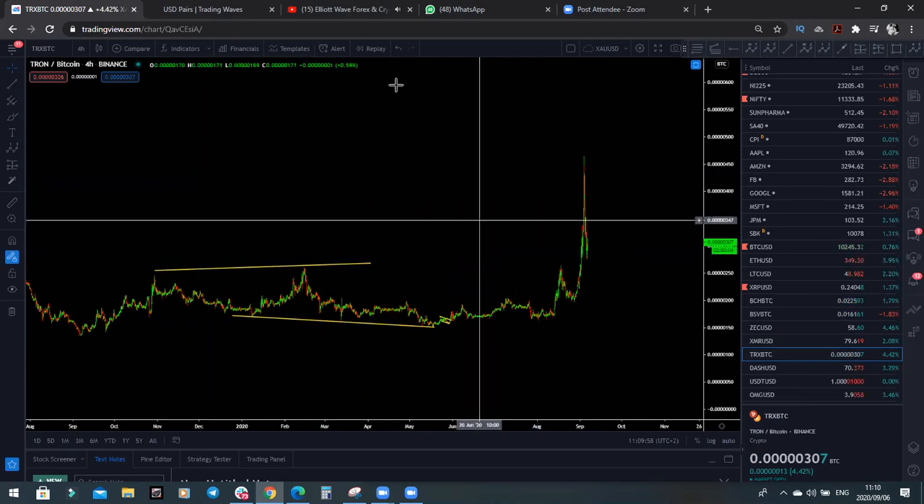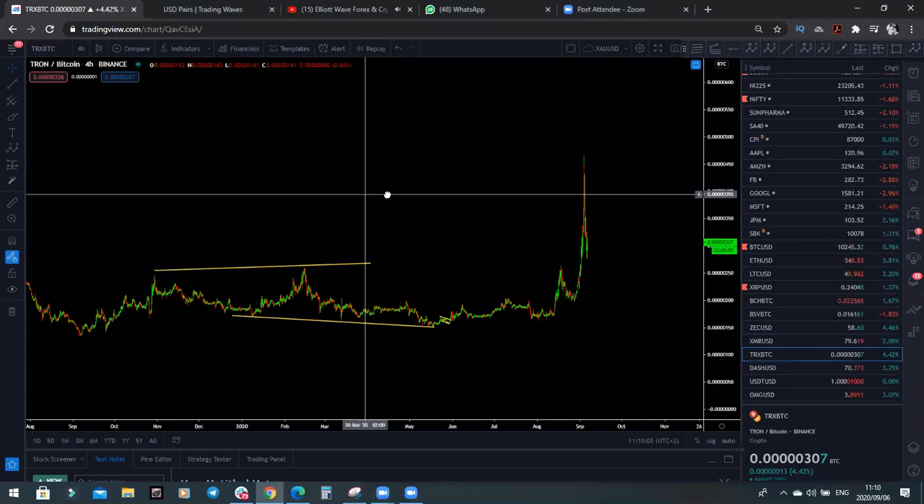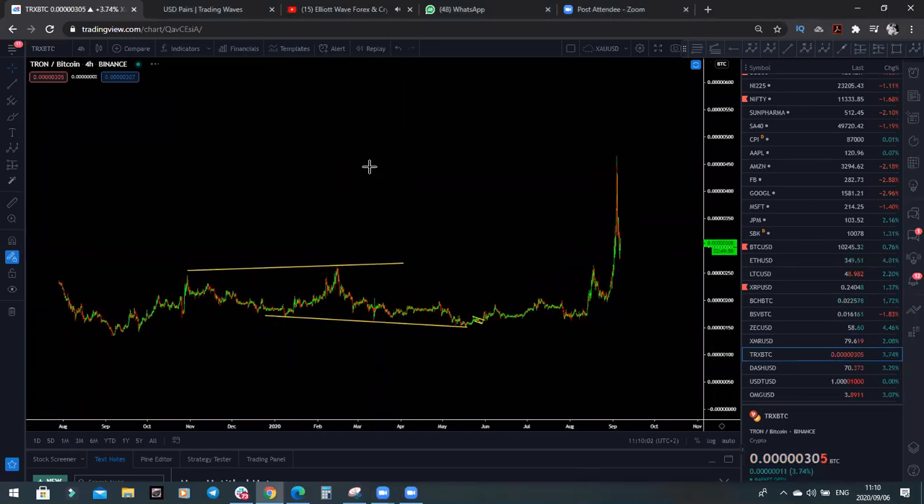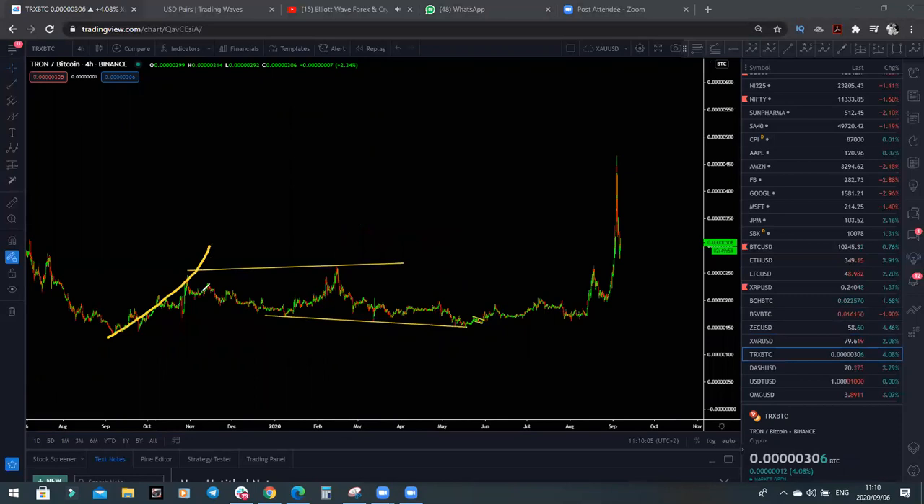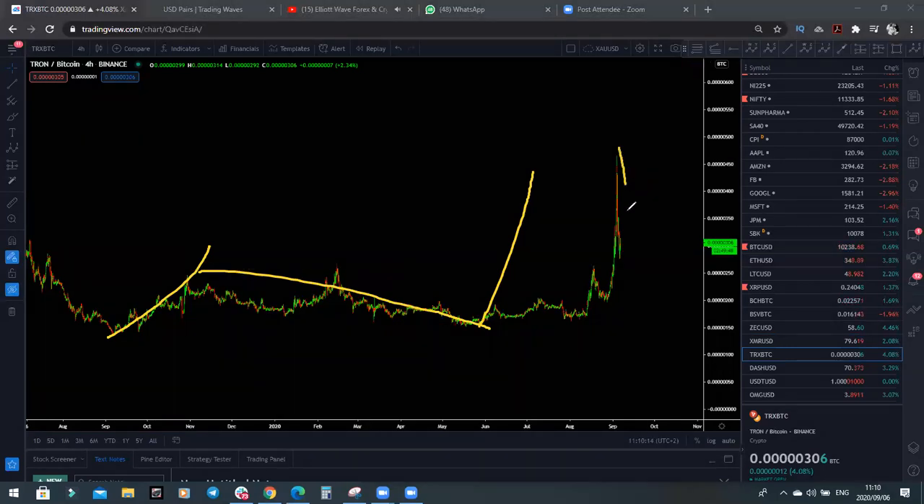Let's have a look here. So Tron has made this structure. I want to see the whole structure here. The bigger structure on Tron is this one. It's a move up, it's a correction, it's a move up. Very strong impulse. Looks like that corrective structure has completed. That's why you see this strong impulsive move coming down here. So a pullback, we'll be seeing further downside on Tron.